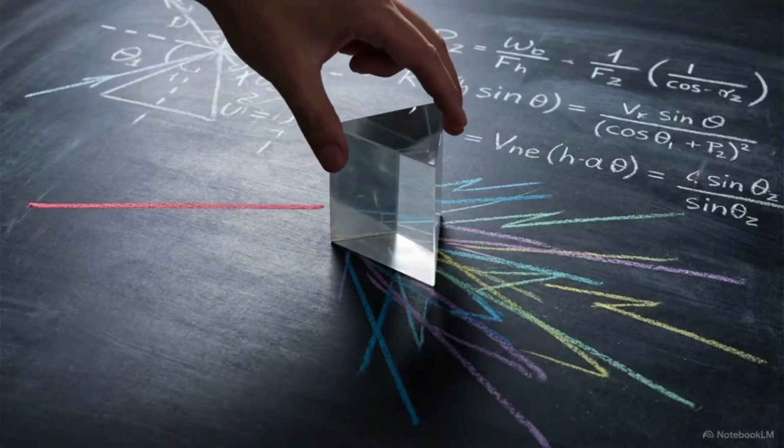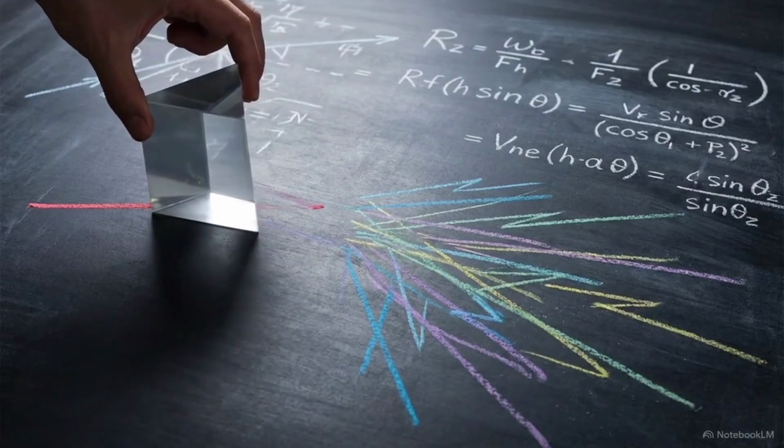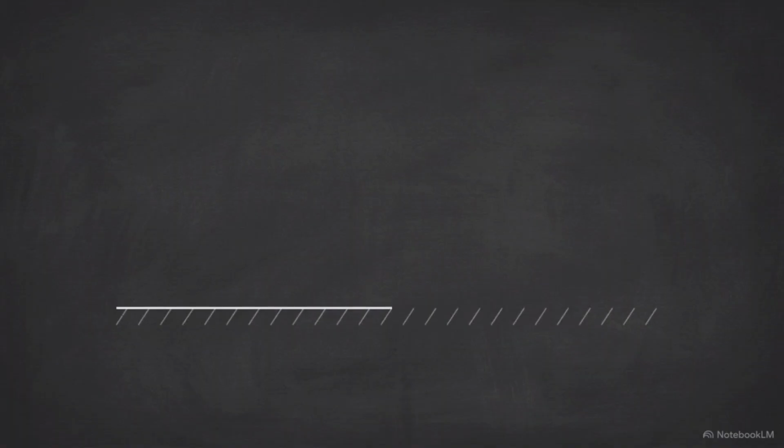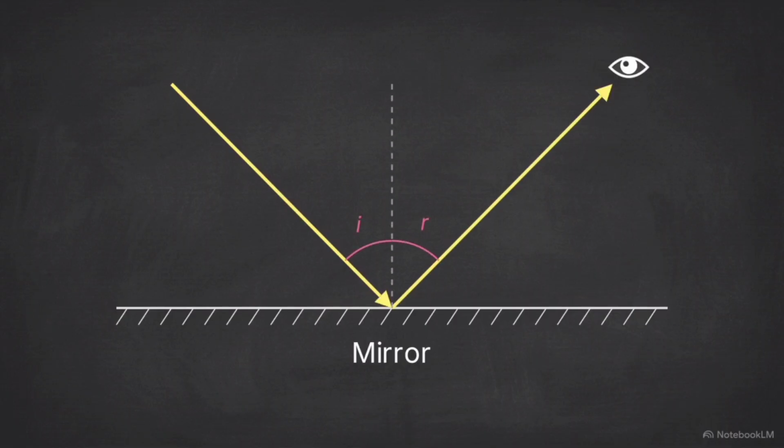We usually think of light as traveling in a perfectly straight line, but its path is actually easily manipulated. When light strikes a smooth, polished surface, like a mirror, it bounces right back to our eyes. This is the simple reflection of light.